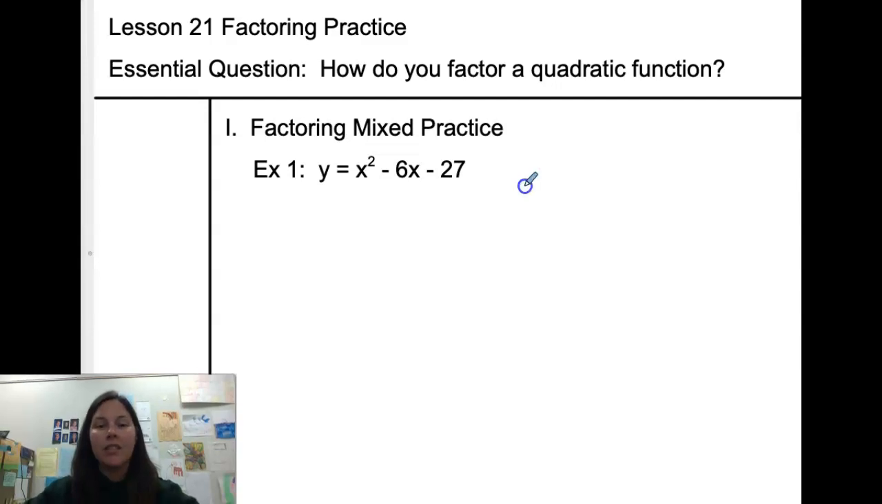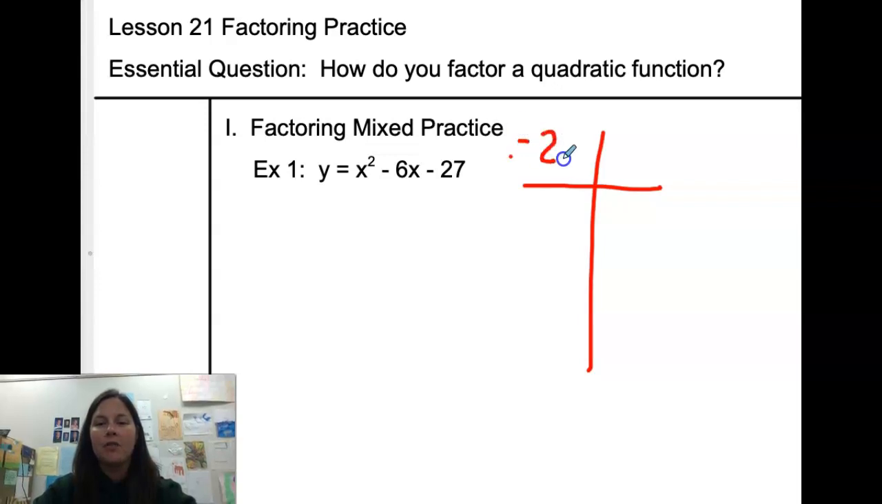Taking a look at our first example, we have an x squared term, we have an x term, and we have a constant. So we're going to start by setting up our t-chart, and we're thinking about multiplying to which number? The constant of negative 27. And then we're going to be adding to the coefficient of negative 6. So let's think about which numbers do that.